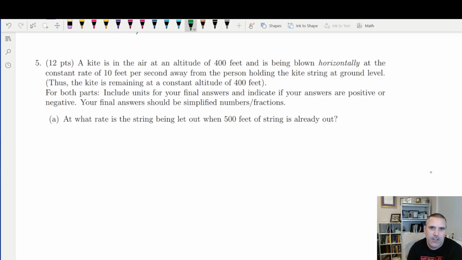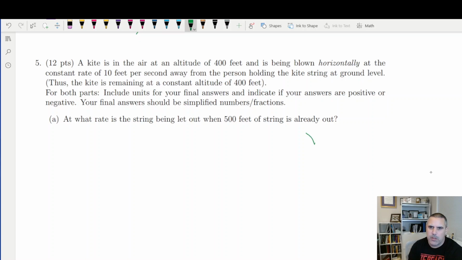A kite is in the air at an altitude of 400 feet and is being blown horizontally at a constant rate of 10 feet per minute. Again, there's a lot of information. So just read on. You know what you're going to do. You're going to label, ask what you're given, and what you want. Okay, so it's at 400 feet.